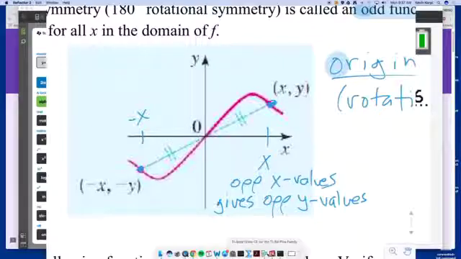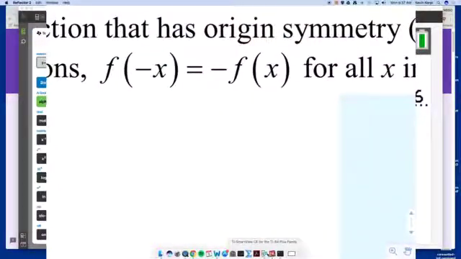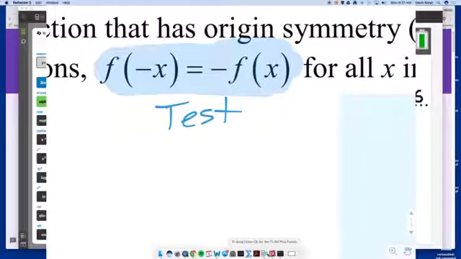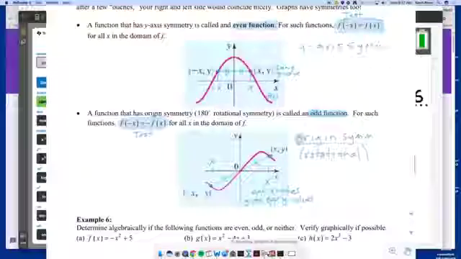So the way that you write that in function notation is the following. f of negative x is equal to the opposite of f of positive x. This becomes the algebraic test for an odd function. You are going to replace x with negative x, and if you get the opposite of what you get when you plug in a positive x, the function is going to have origin symmetry and therefore will be an odd function. Okay? So real quickly, a recap.